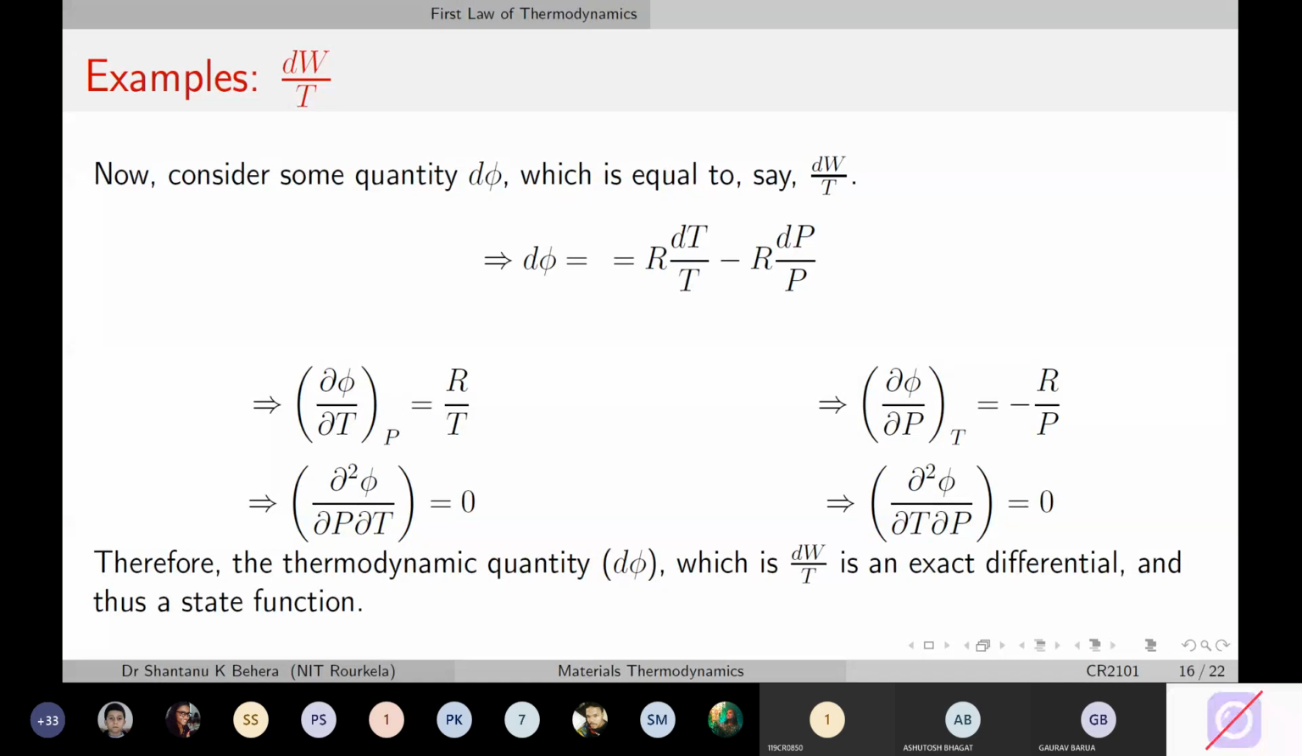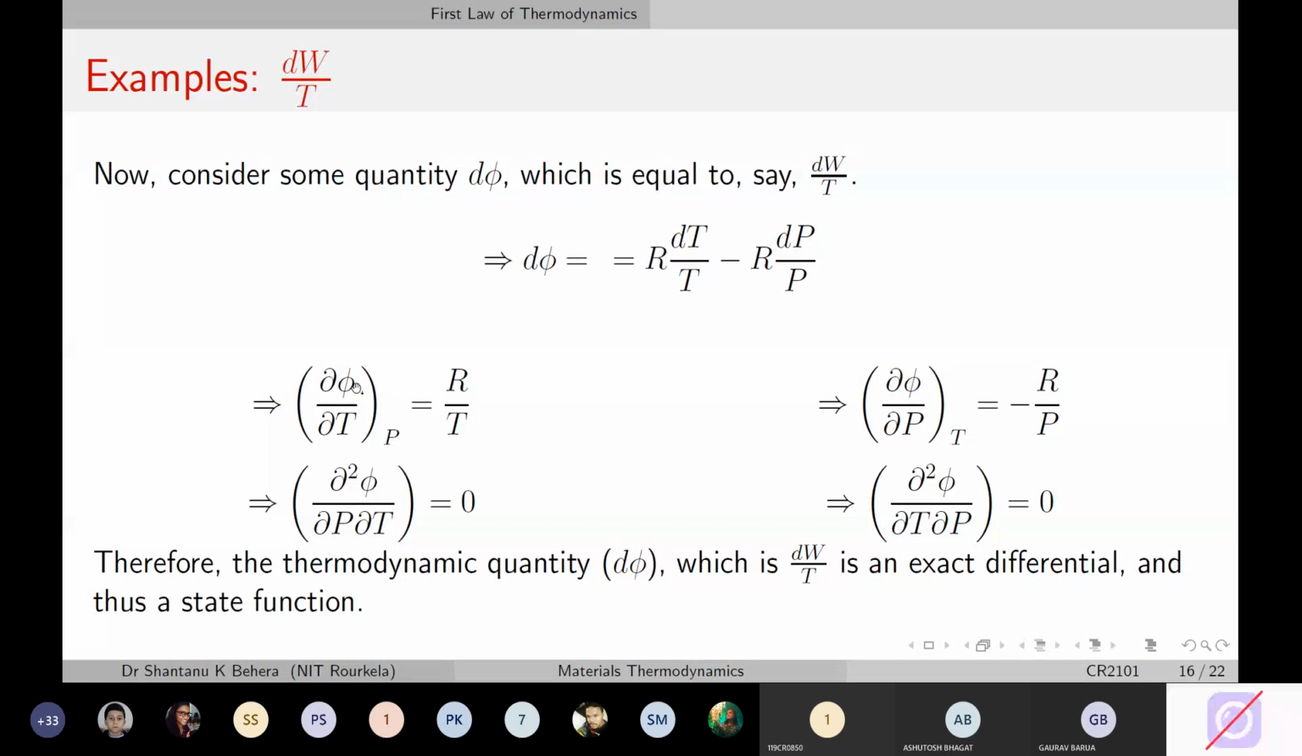Likewise, you should be able to calculate that quantity d phi, because we had an expression for dW. Now you normalize it with temperature. You get an expression like R dT by T minus R dP by P. That's the functional dependence of this particular function. Then we need to test whether this is an exact differential or not by doing the same process.